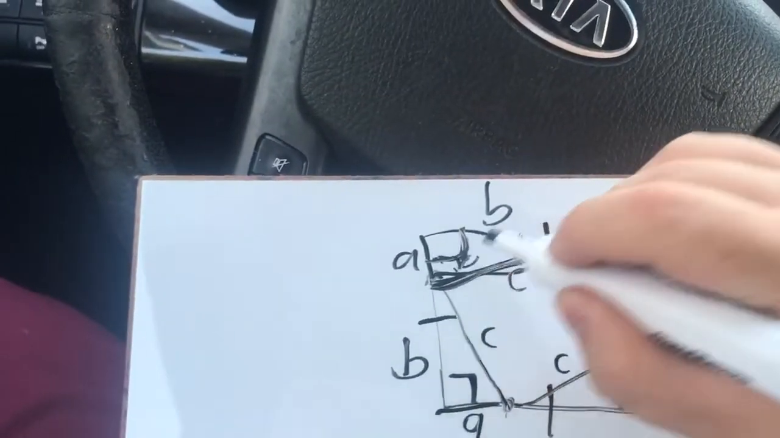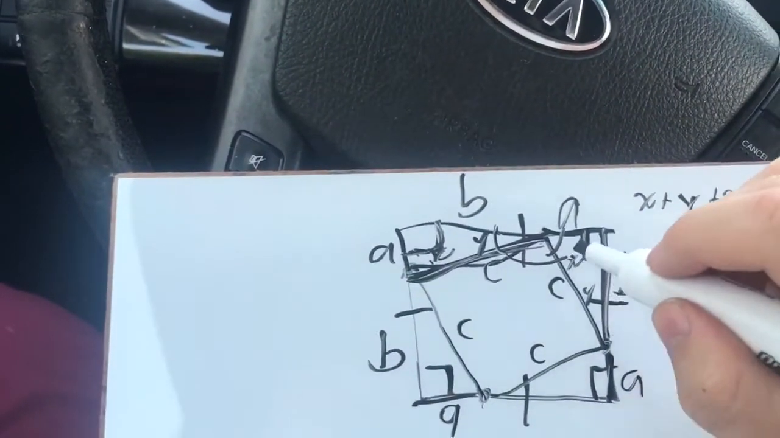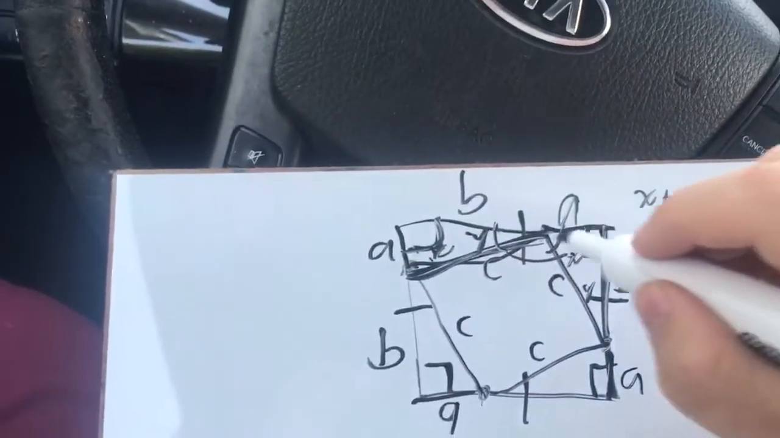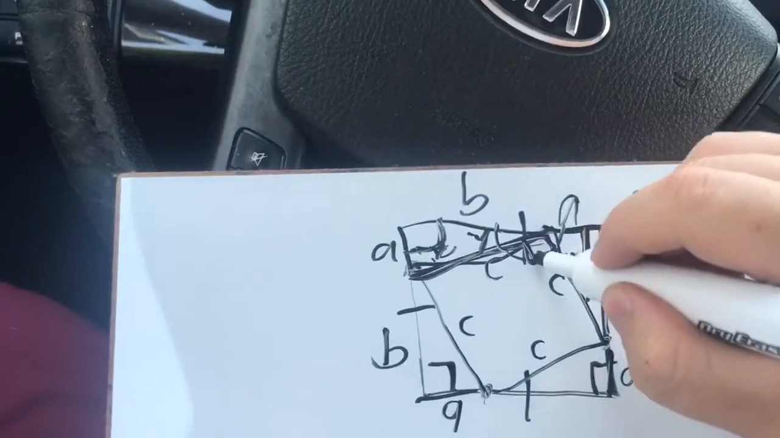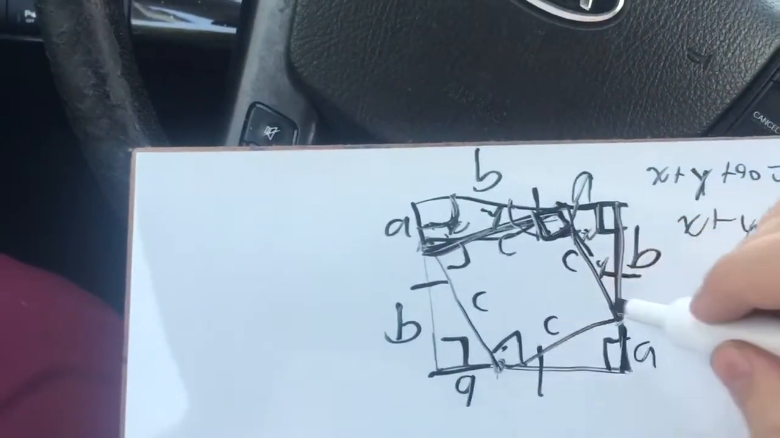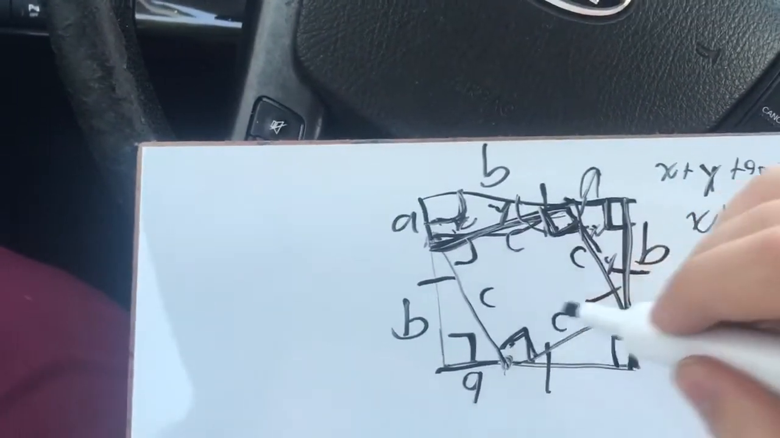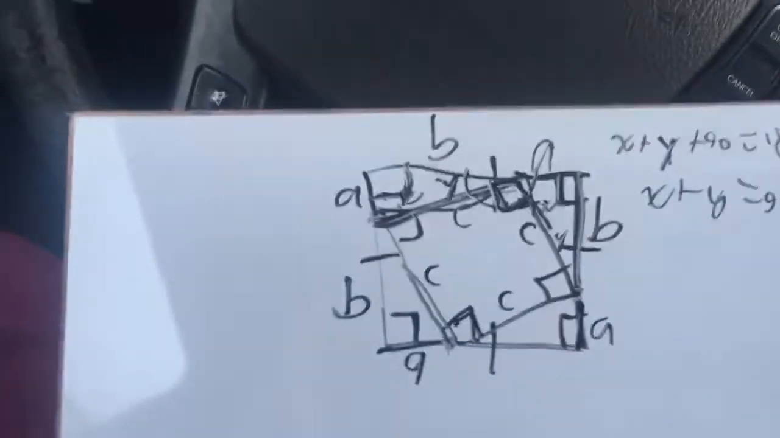This is X and this is Y. So X plus Y is 90 and this remainder is 90. So this is a right angle, this is a right angle, that's a right angle, and that's a right angle. And all these sides are equal, so this is a square on the inside.